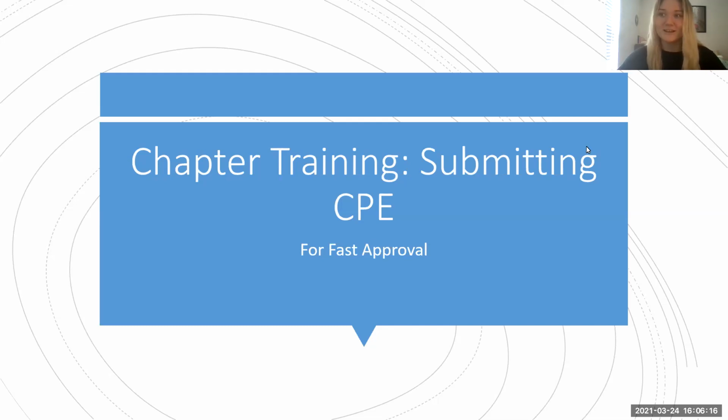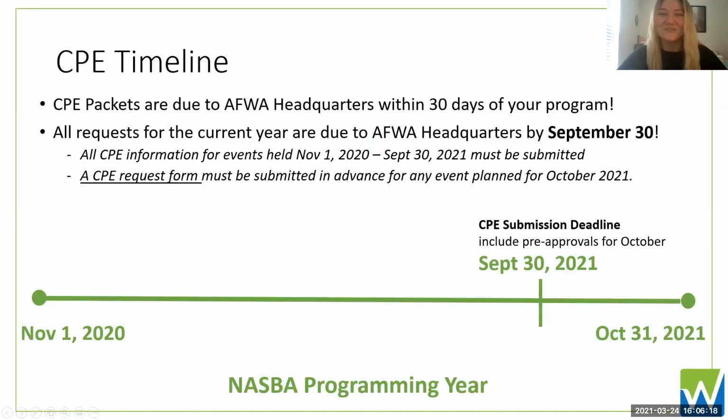So first, for the timeline, it's important to remember that whenever you're submitting a request, you should submit it no later than 30 days after your program has happened, but also that all of your program submissions for the year are due by September 30th because of the NASBA deadline. And if you are going to have a program after that date, then you need to submit your pre-approval to us by September 30th.